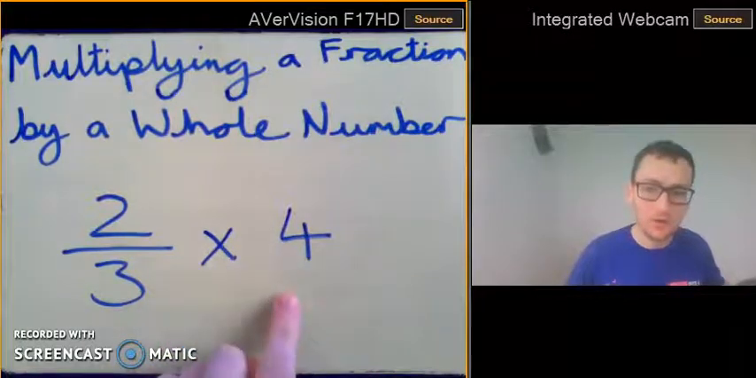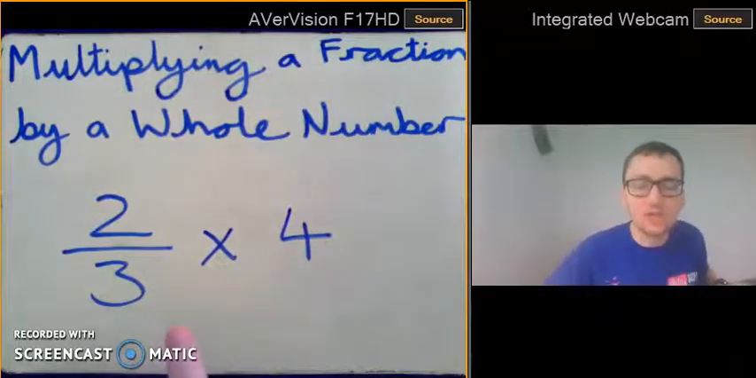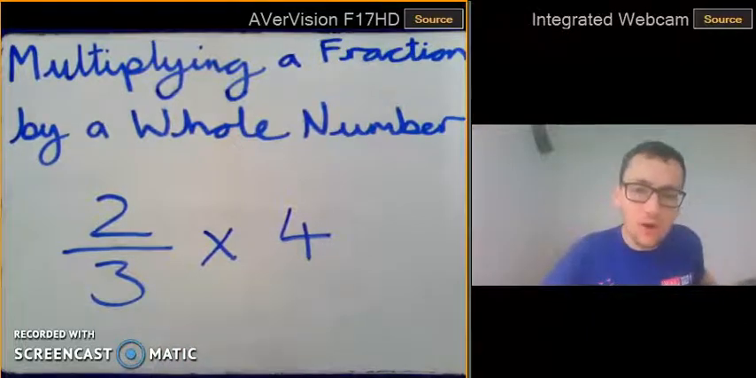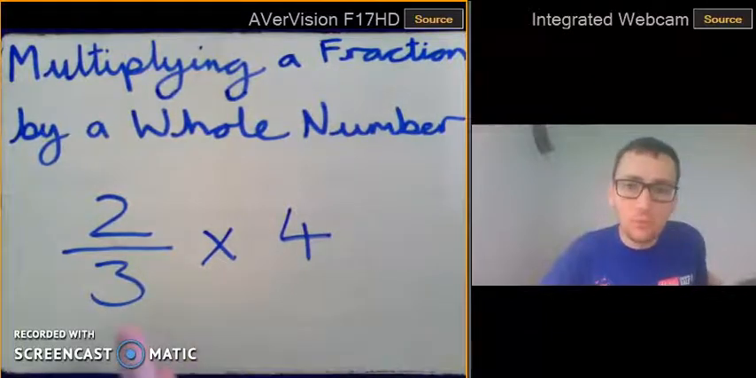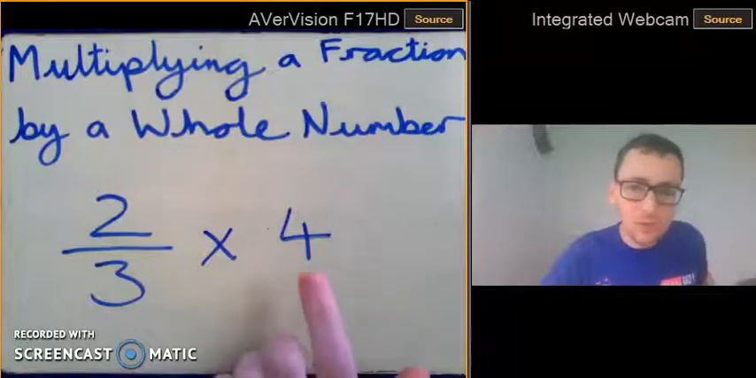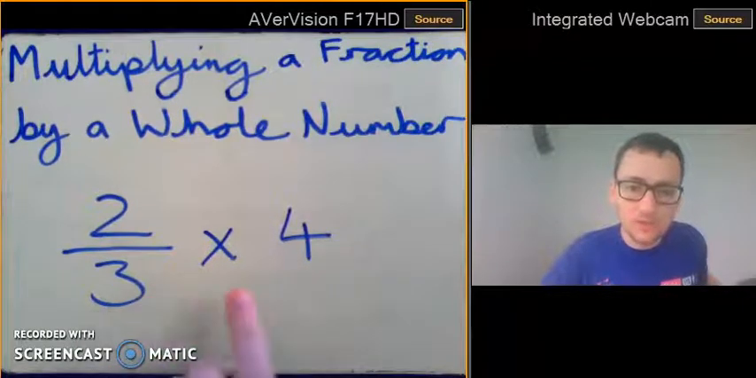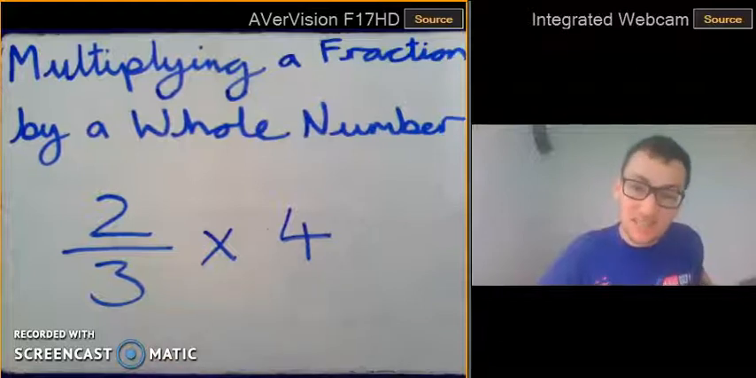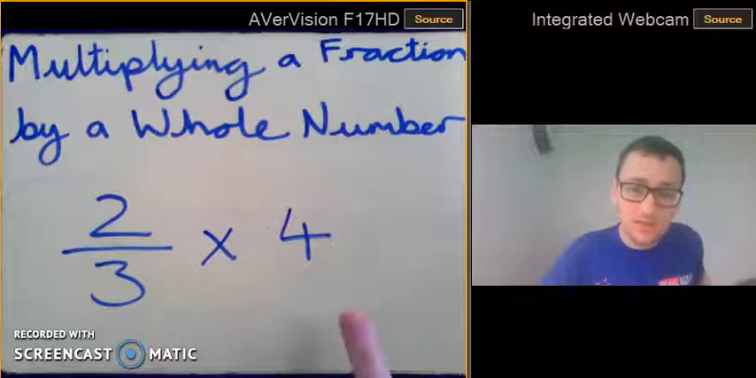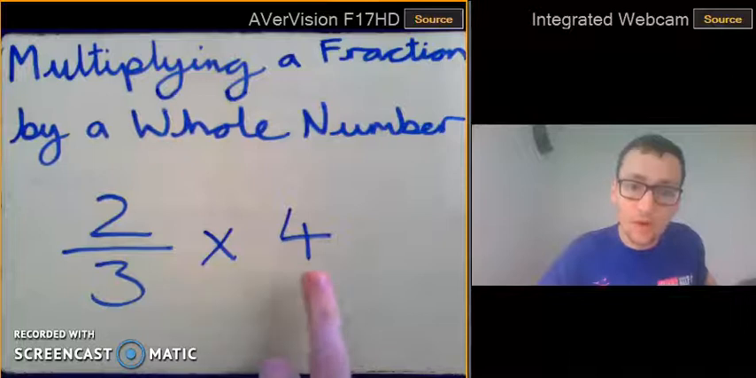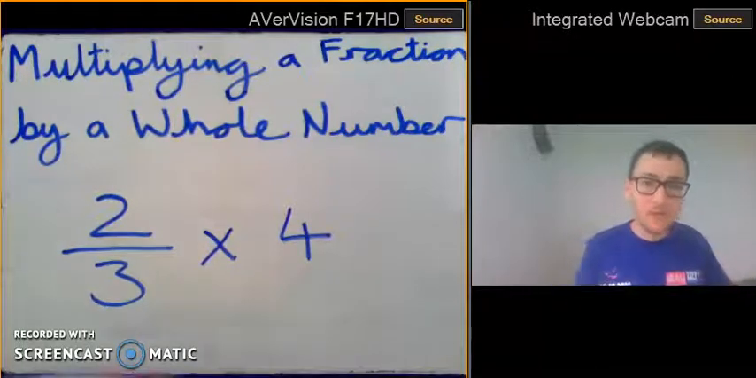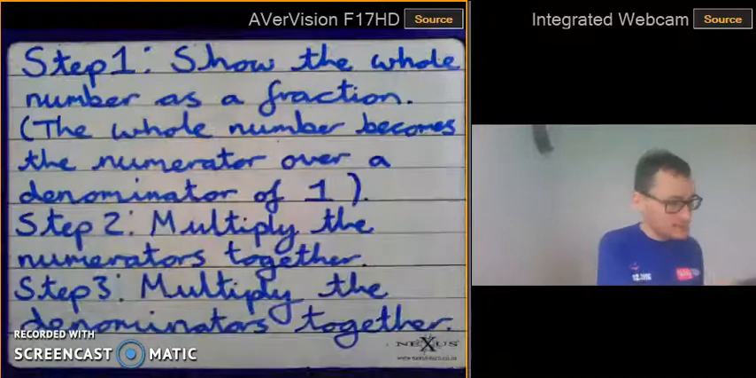2/3 multiplied by 4. For this type of calculation, it's useful to think of the multiply sign as meaning of, because actually what we're going to be finding is 2/3 of 4, and that will be smaller than 4. If you can imagine 1 times 4 would be 4, 2/3 is smaller because it's a fraction, it's smaller than 1. So our answer to this calculation and calculations like this should be smaller than the whole number we're multiplying by. Let's go through our steps to success.